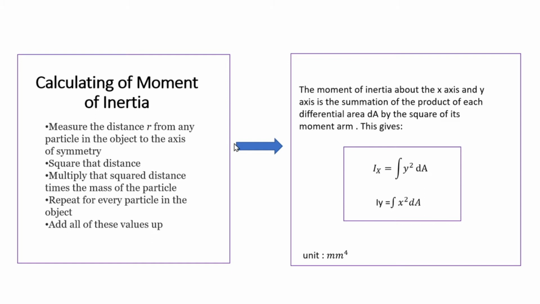So, this gives, ito po yung ating equation. When it comes sa ating theory of structure, Ix is equals to integration of y squared dA and Iy is equals to integration of x squared dA. So, dito guys, magmumula yung ating formula na ginagamit sa ating moment of inertia.